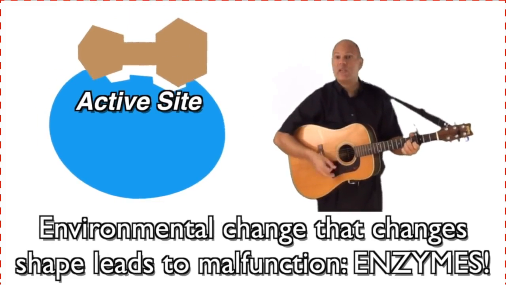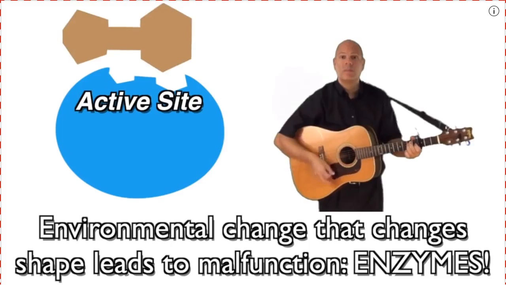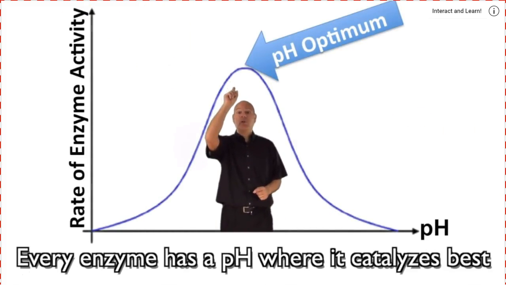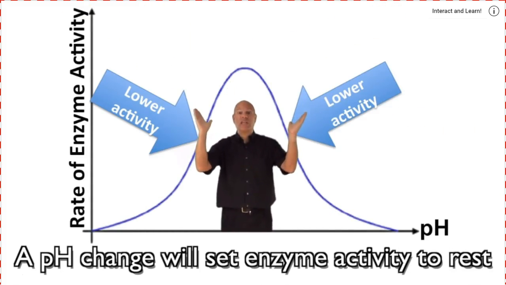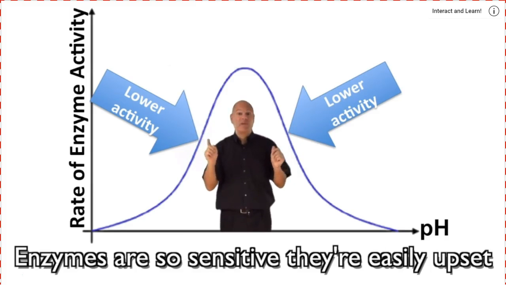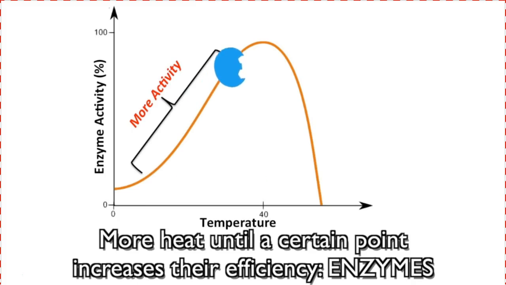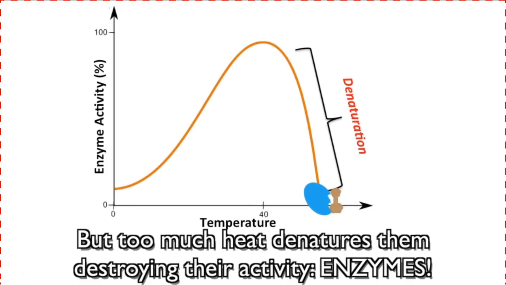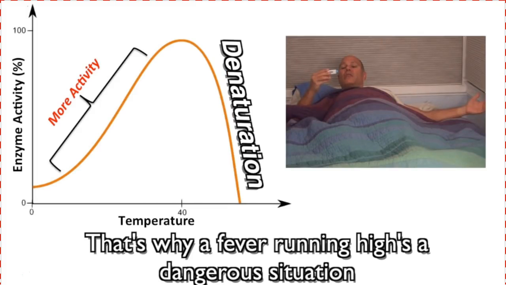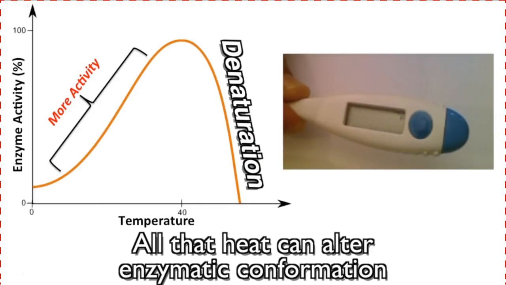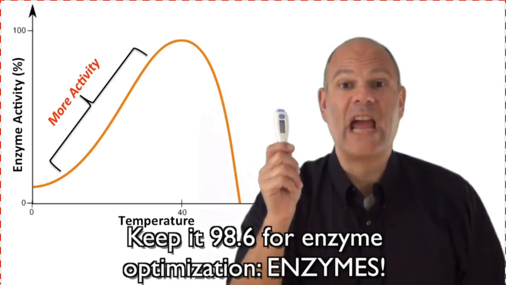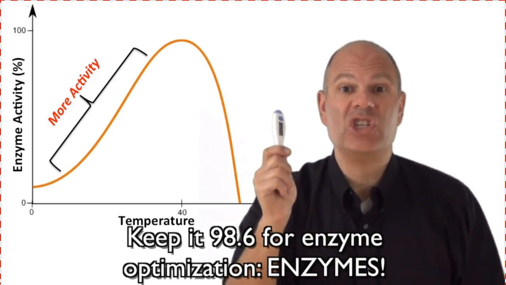Environmental changes shape leads to malfunction. Every enzyme has a pH where it catalyzes best. A pH change will set enzyme activity to rest. Enzymes are also sensitive to heat. Raw heat until a certain point increases their efficiency, but too much heat denatures them, destroying their activity. That's why a fever running high is a dangerous situation. All that heat can alter enzymatic conformation. Keep it 98.6 for enzyme optimization.